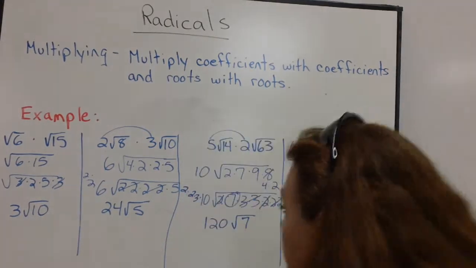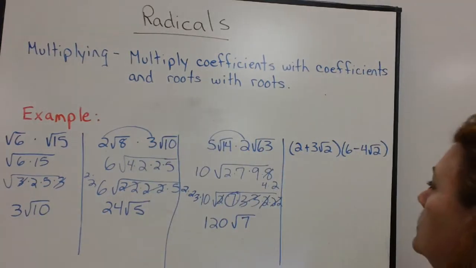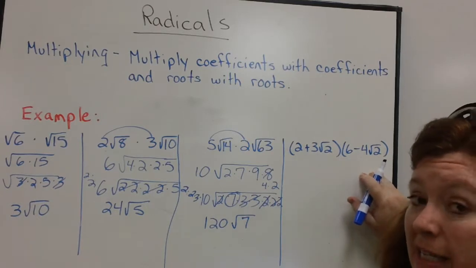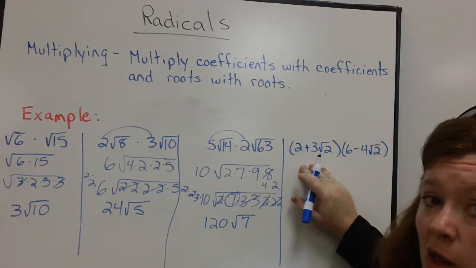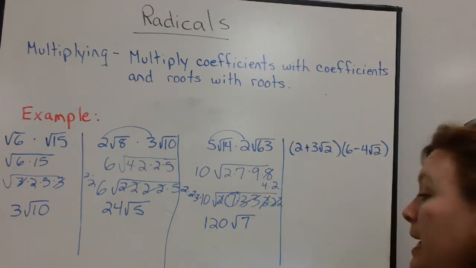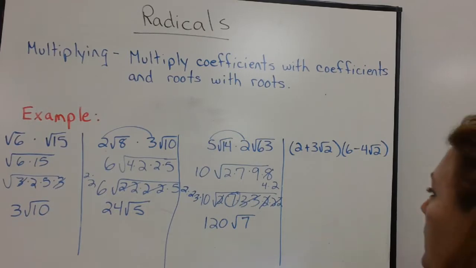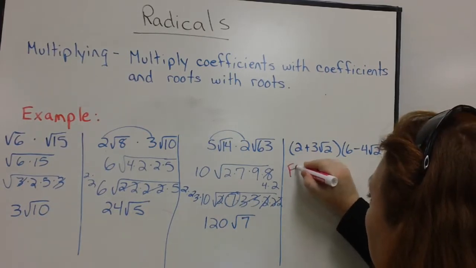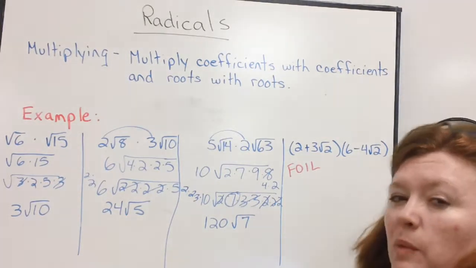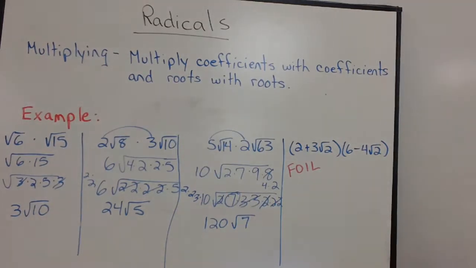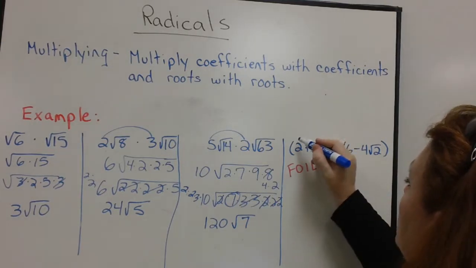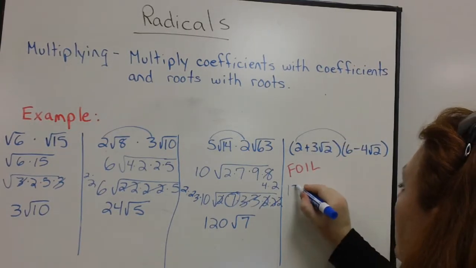All right, now finally, sometimes you are given some trickier problems that are a little more complicated. Here I have a product going on. I need to multiply. If you recall from algebra class, when you have 2 terms times 2 terms, there is a phrase that helps us remember how to multiply, and it is called FOIL. First, outer, inner, last. And that's the order that we usually multiply these values in. First means the first terms in each parenthesis. So that would be the 2 times the 6, which is 12.